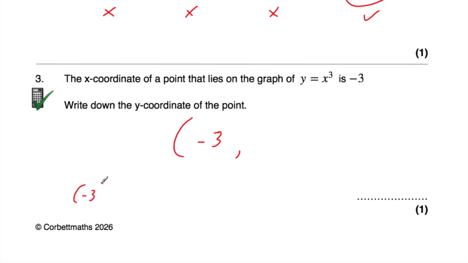So -3 cubed. Okay, so we just need to do -3 times -3 times -3. -3 times -3 is 9, times -3 would be -27. So it's going to be -27. So that's the coordinates of the point. We've been asked just to write down the y coordinate of the point, so the y coordinate of the point would be -27. And that's it.